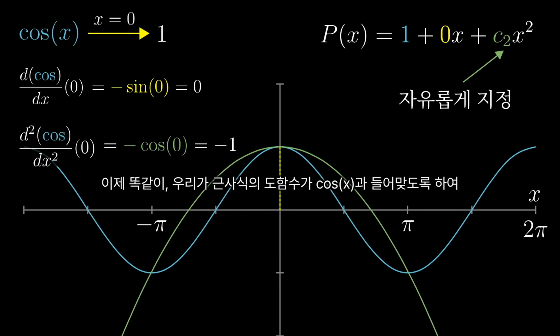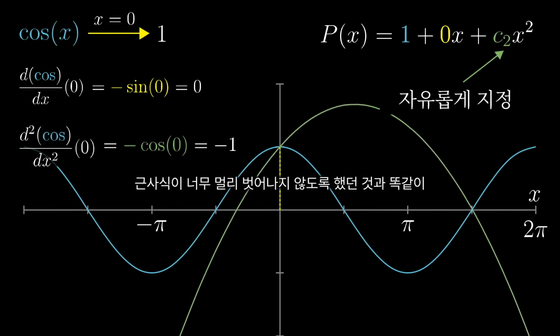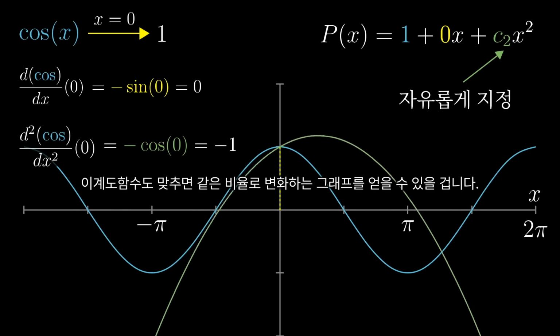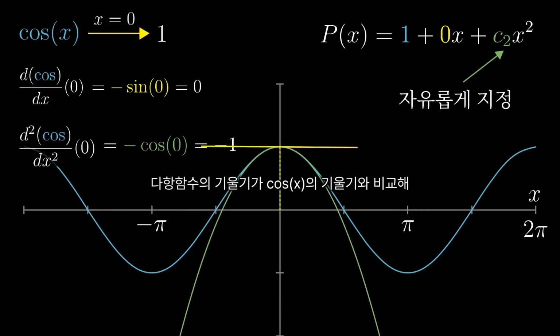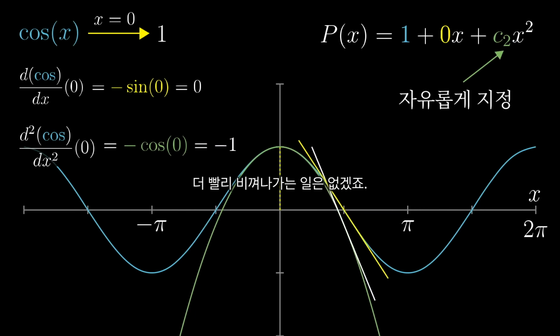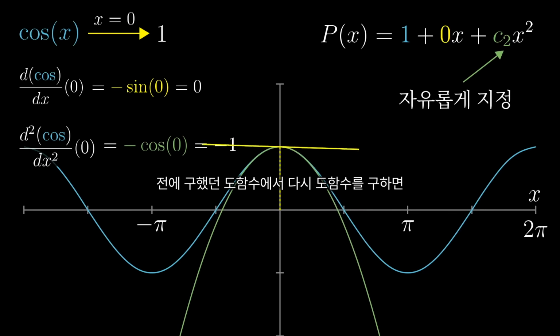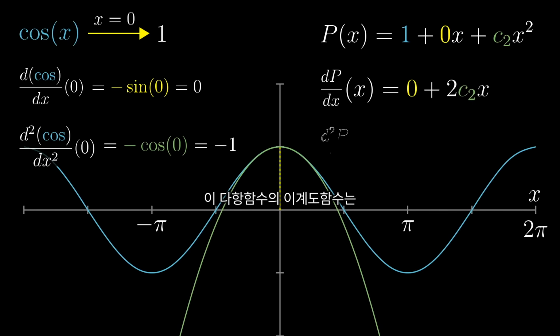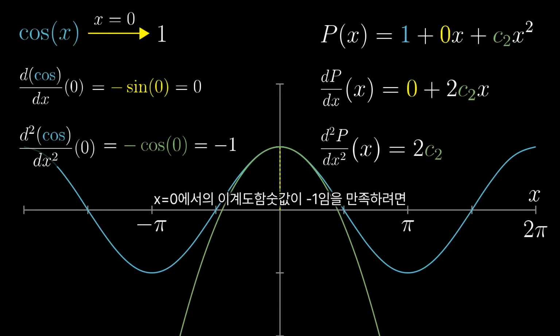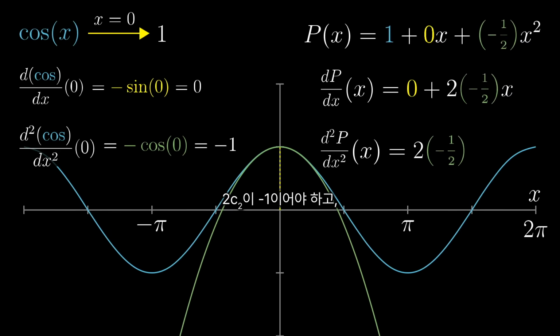Now, in the same way that we wanted the derivative of our approximation to match that of the cosine, so that their values wouldn't drift apart needlessly quickly, making sure that their second derivatives match will ensure that they curve at the same rate, that the slope of our polynomial doesn't drift away from the slope of cosine x any more quickly than it needs to. Pulling up the same derivative we had before, and then taking its derivative, we see that the second derivative of this polynomial is exactly 2 times c2. So to make sure that this second derivative also equals negative 1 at x equals 0, 2 times c2 has to be negative 1, meaning c2 itself should be negative 1/2.